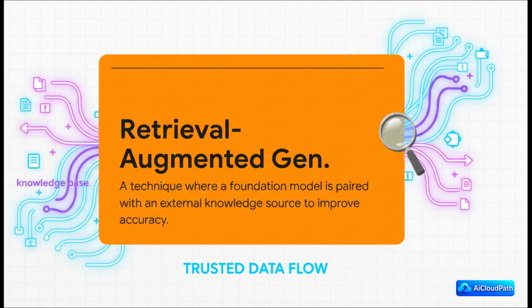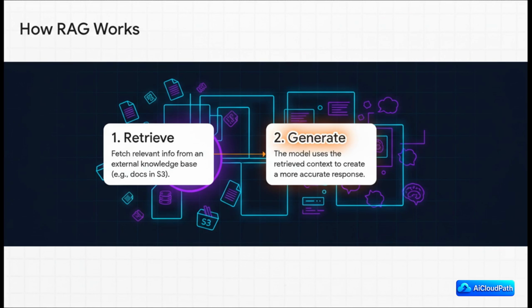It's an incredibly powerful way to stop models from hallucinating, just making stuff up. By forcing the model to first look up information from a source you trust, like your company's internal documents, before it answers, you make the responses so much more accurate. And the process is this really elegant two-step dance.